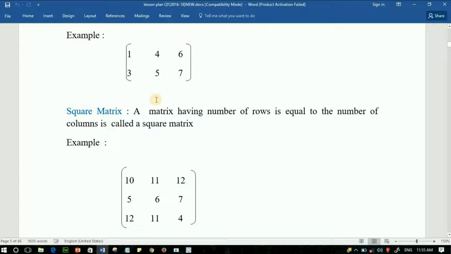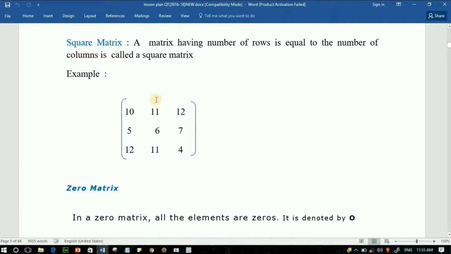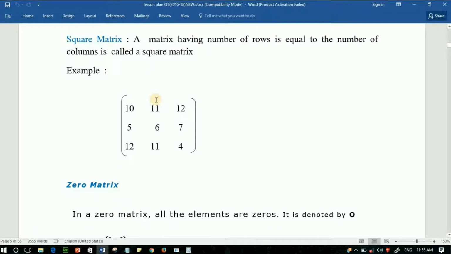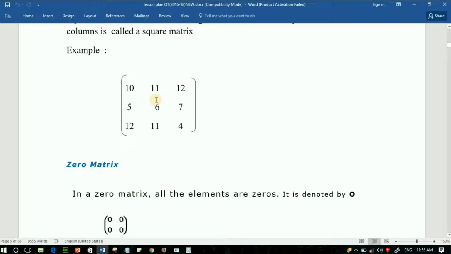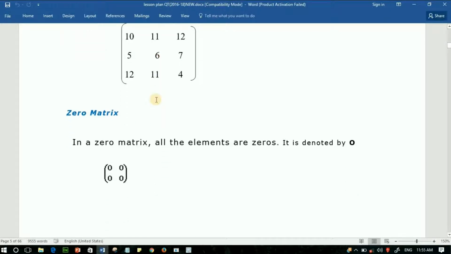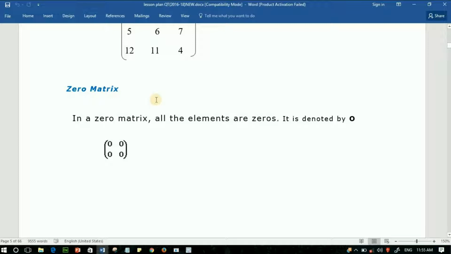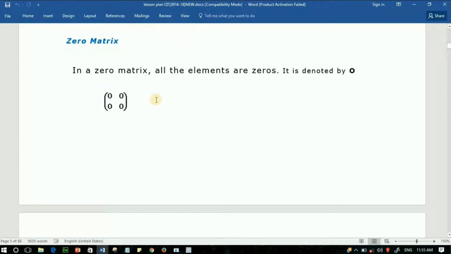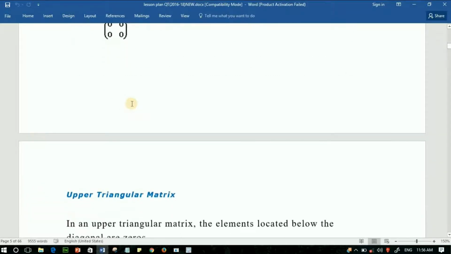Again, the square matrix. A matrix having number of rows equal to number of columns is called a square matrix. Example: 10, 11, 12, 5, 6, 7, 12, 11, 4. It has 3 rows and 3 columns. So it is an example of a square matrix. Another is the zero matrix. In a zero matrix, all elements are zeros and it is denoted by capital 0. So the example 0, 0, 0, 0 is a 2 by 2 zero matrix.